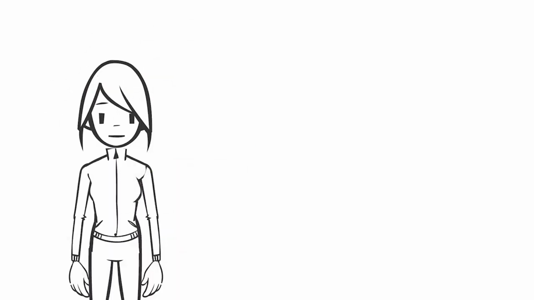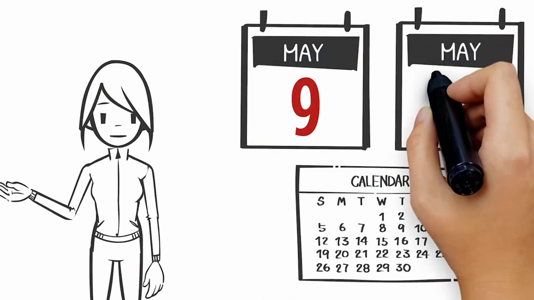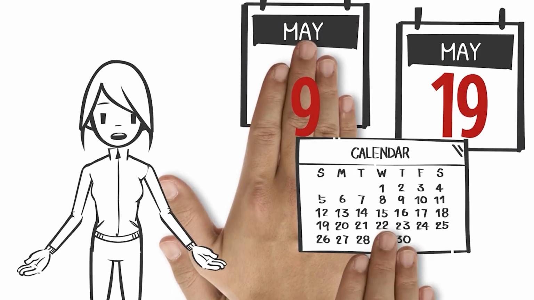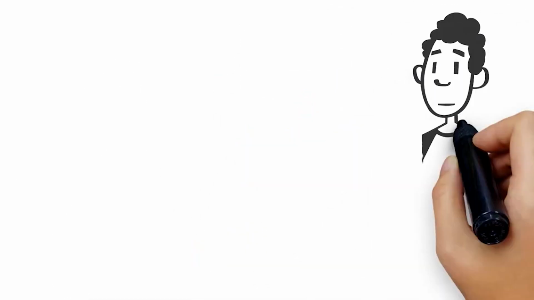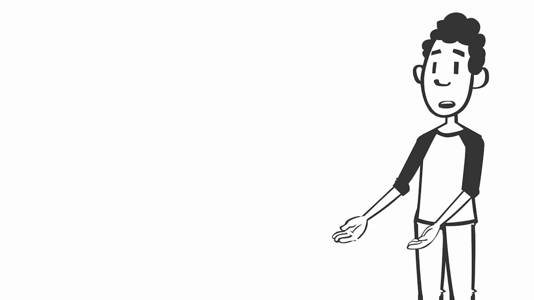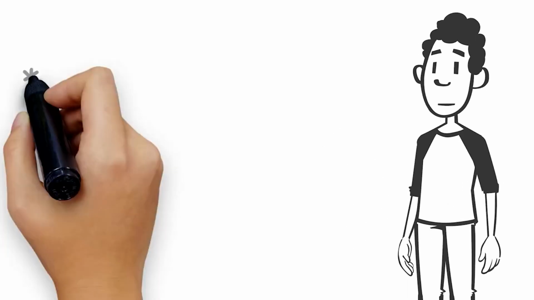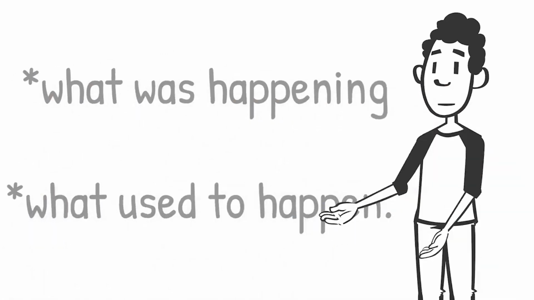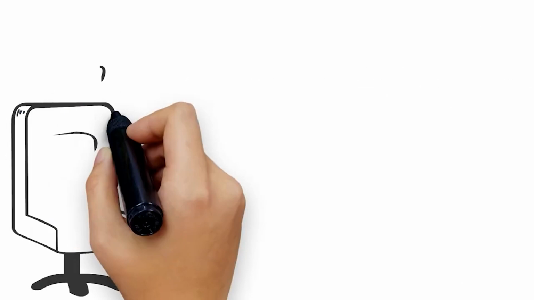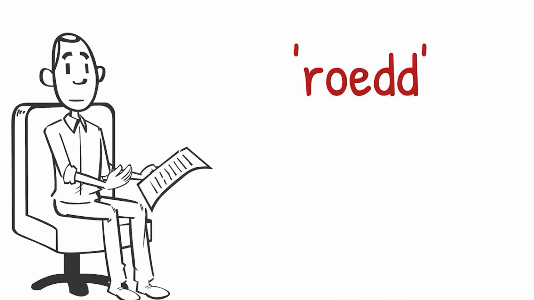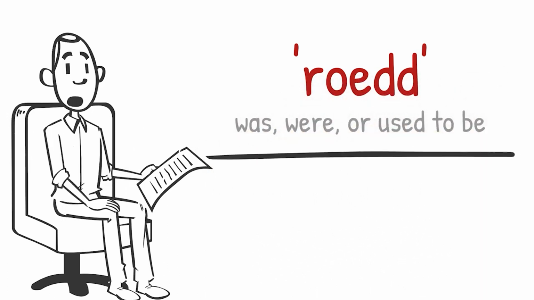In this unit, we'll be looking at how to talk about what was happening over a period of time, using the imperfect tense forms of roedd yn Gymraeg. In the school setting, you'll be discussing imperfect past tense activities when you talk about what was happening or what used to happen with the children. Starting with forms of roedd, roughly translated as was, were, or used to be.